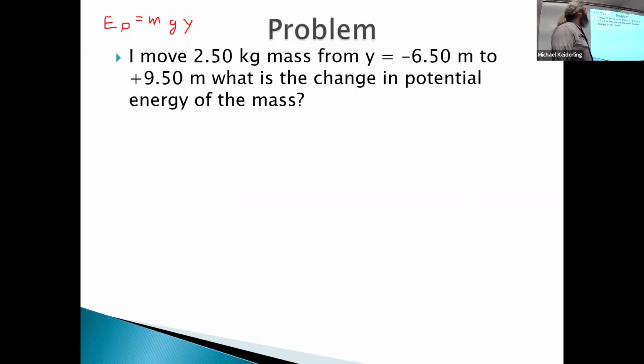So if I move a 2.5 kilogram mass from y equals minus 6.5 meters to y equals plus 9.5 meters, what is the change in potential energy of this mass?